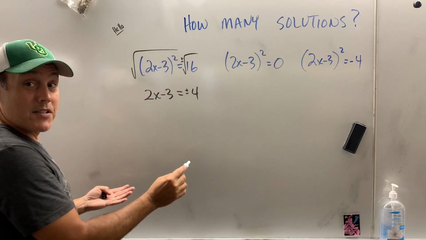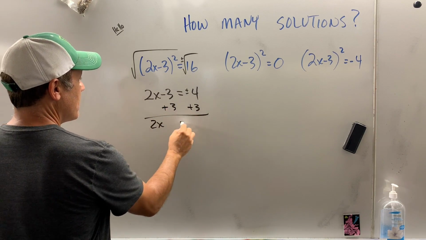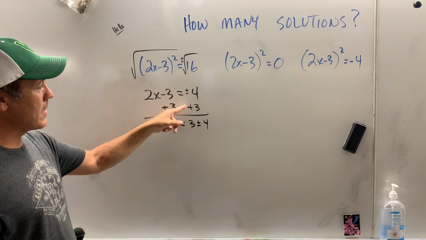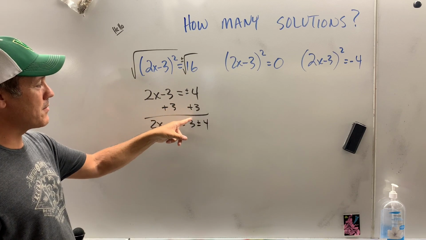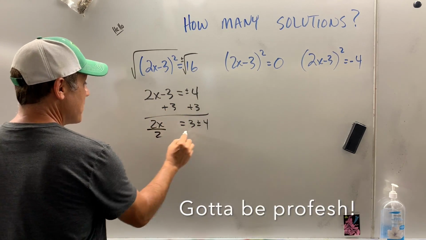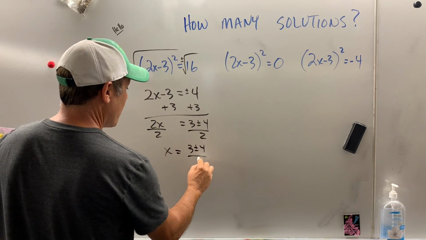So now we can solve this. We add 3 to both sides. 2x equals 3 plus or minus 4. Now, why did I write it like that rather than plus minus 4 plus 3? Because I'm professional. That's how we do it. Okay, now we divide by 2, and we get 3 plus or minus 4 over 2.